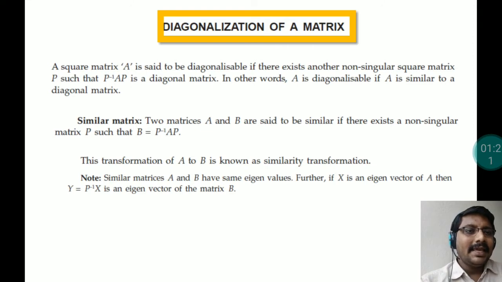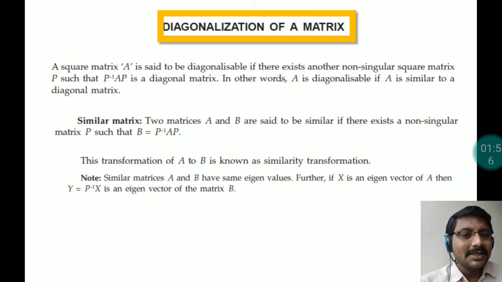In other words, A is diagonalizable if A is similar to a diagonal matrix, capital D. Two matrices A and B are said to be similar matrices if there exists a non-singular matrix P such that B equals P inverse AP. Then A and B are called similar matrices. This transformation of A to B is known as similarity transformation.